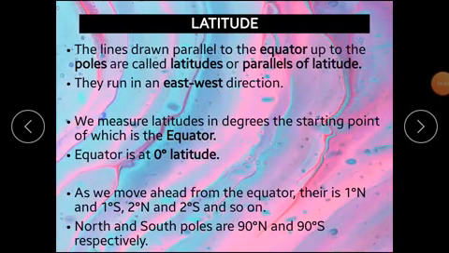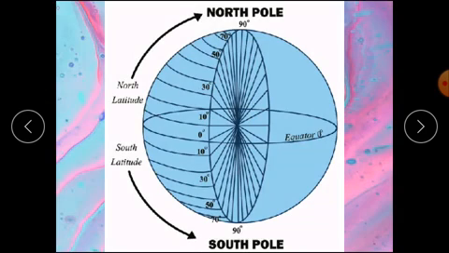Latitude. The imaginary lines drawn parallel to the equator, up to the poles, are called latitudes or parallels of latitude, and they run in east to west direction. These are the latitudes. This is the equator, and these are the lines parallel to it that are called parallels of latitude.